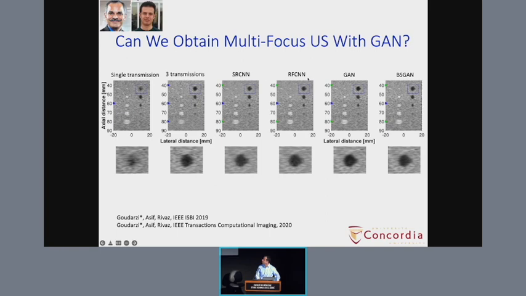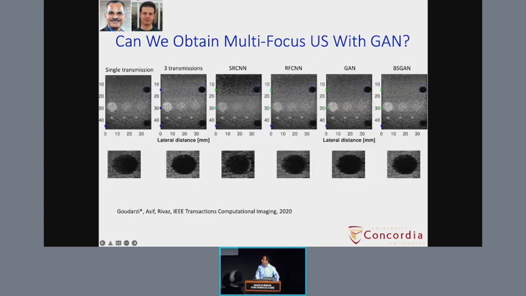And we use different CNN super resolution techniques to generate these images. We see that the performance is not very good. And we propose 2 GANs to do that, a regular GAN and a boundary seeking GAN, and we see that they work much better. Of course, these are simulations, so we move to real data as well.